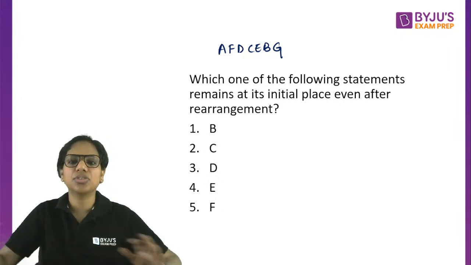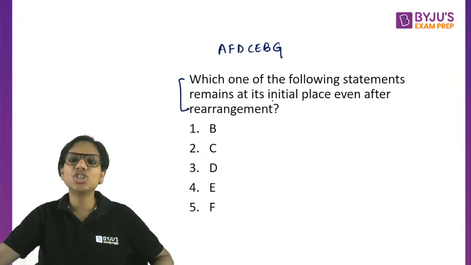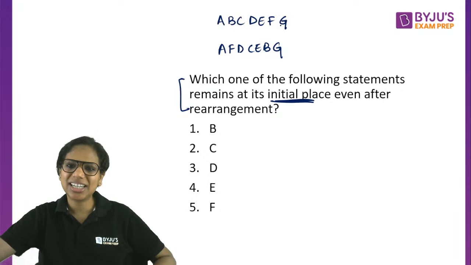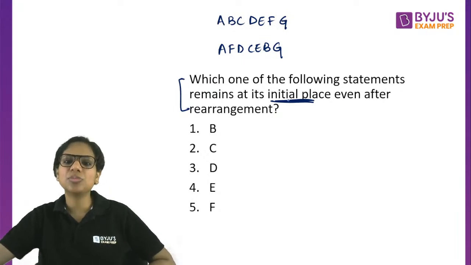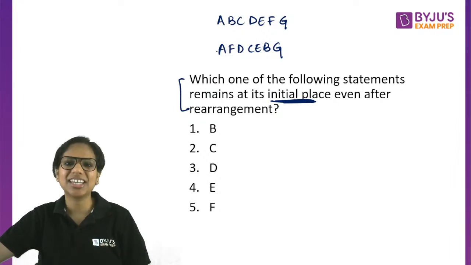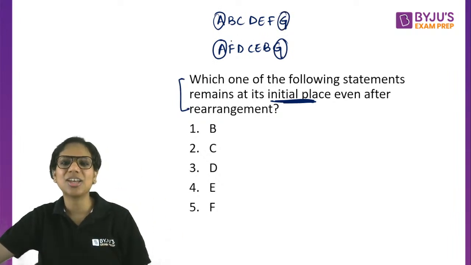So what is the meaning of this question? I think some of you have not understood the meaning. Remains at its initial place means that, see, initially the sequence of alphabet is A, B, C, D, E, F, G, right? So which of the following statements remains at its initial place, where it should have been in the first place, right? So let's say A should have been at A, G should have been at G, but that was already given to us in the question. Now, B has changed places. No, it's not in its initial place, where it should have been.